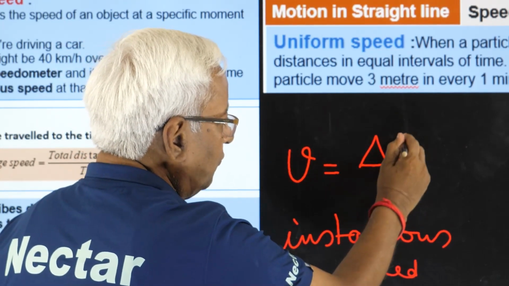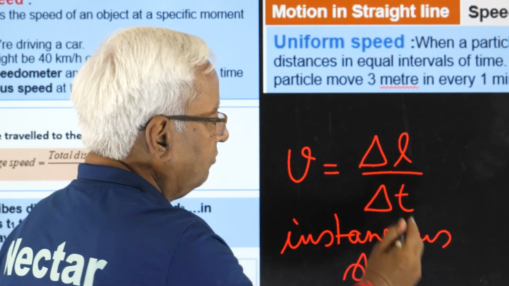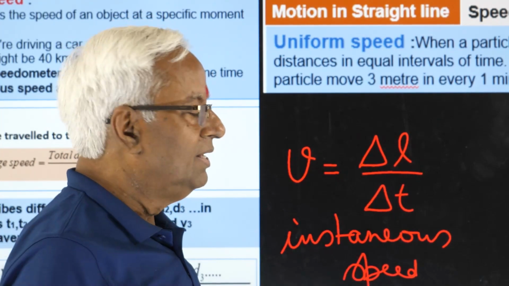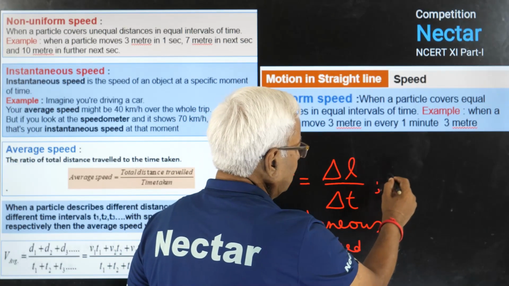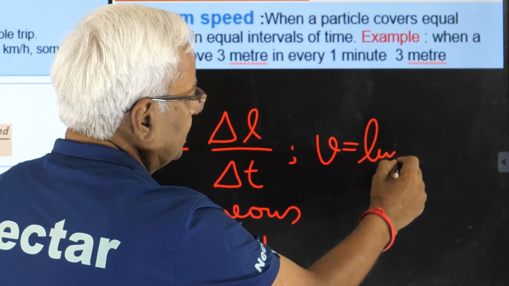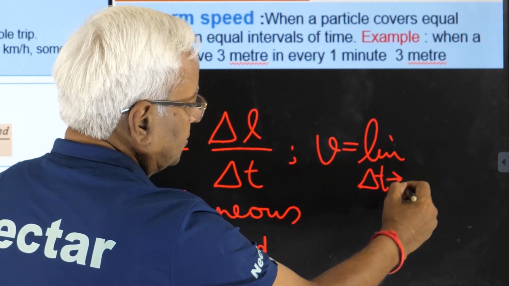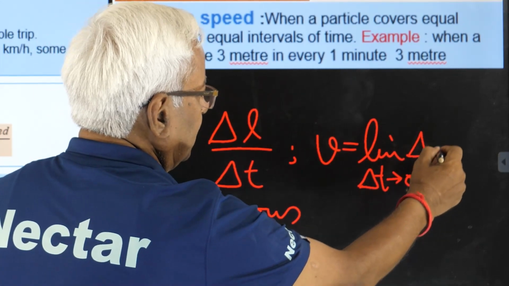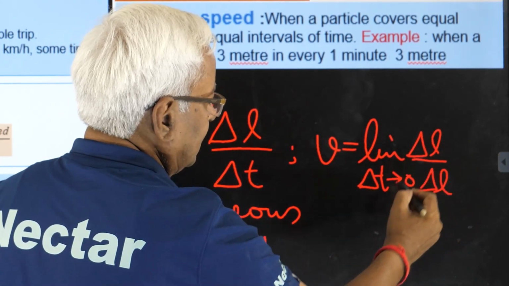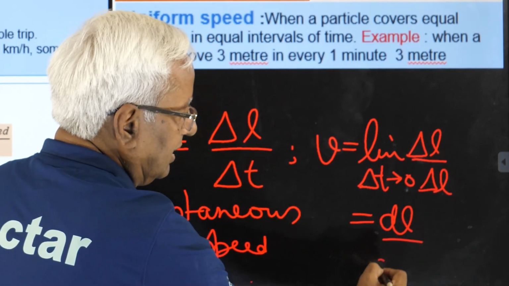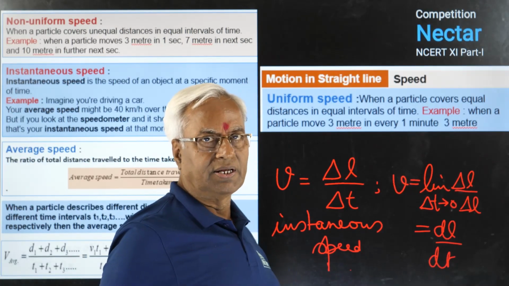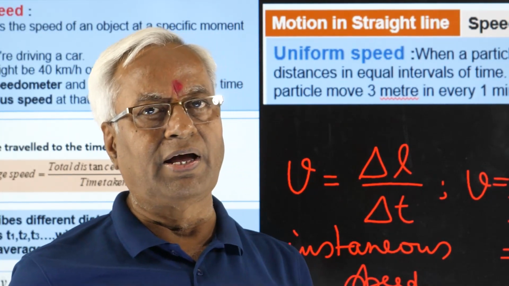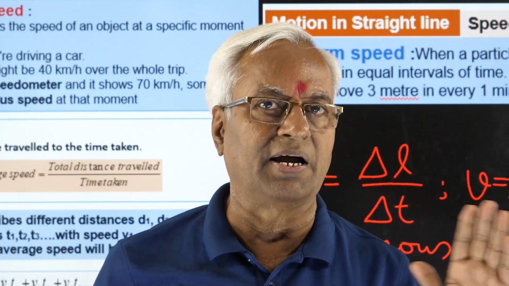Then this formula was for a given time interval. But since we have put the condition that it will be for a very small time interval, we'll take the limit, delta t tending to 0. This is delta L upon delta t, that becomes dL upon dt, you might say. So this is instantaneous speed, which gives you the value at a particular instant of time.